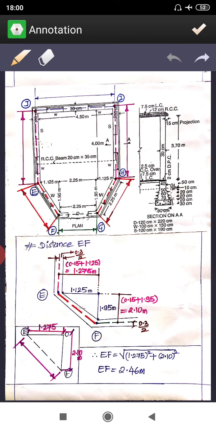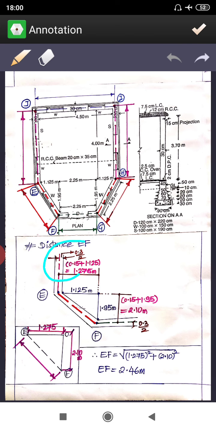Now see here, from this point up to the wall, it is 1.125, right? And from this point up to the wall, it is 1.95. Now you should get the center to center, then only it is possible to get the EF. So for that, see, I know the wall thickness is 30 centimeter.